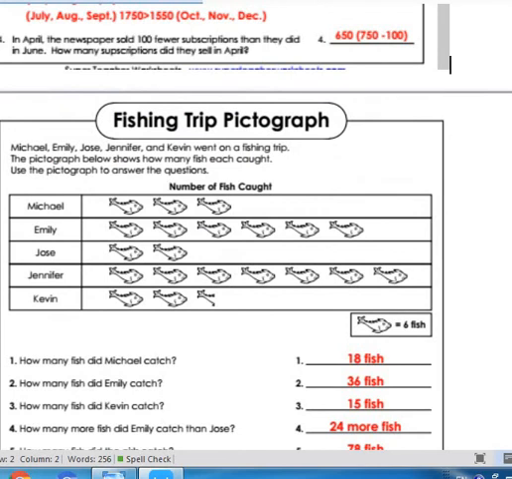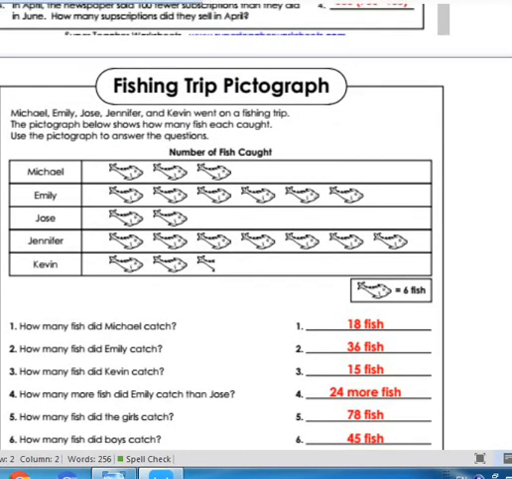So here moving to the pictograph. Do you remember the pictograph? We are using pictures in the pictograph, and we have discussed this briefly, so we're going to have a quick revision on it. Michael, Emily, Joyce, Jennifer and Kevin went on a fishing trip. The pictograph below shows how many fish each caught. Use the pictograph to answer the questions.